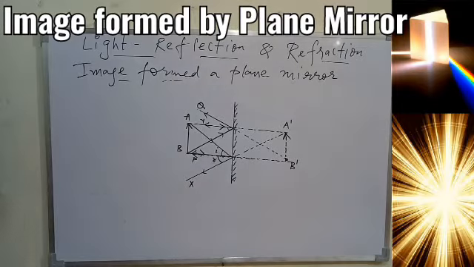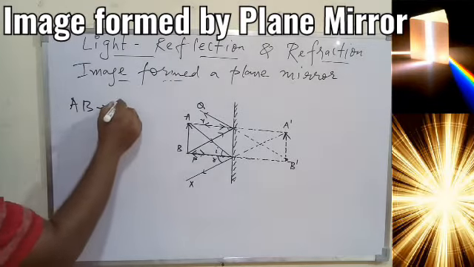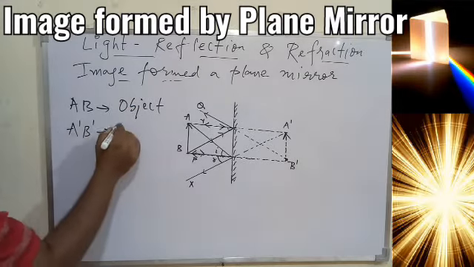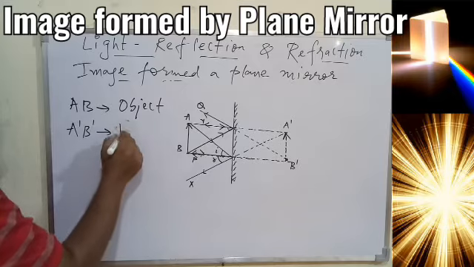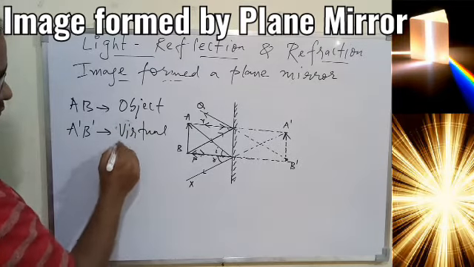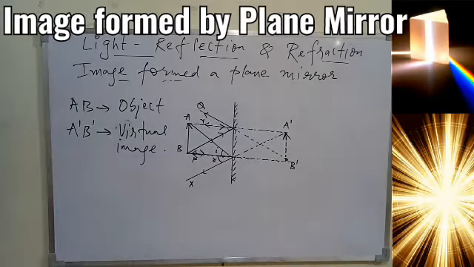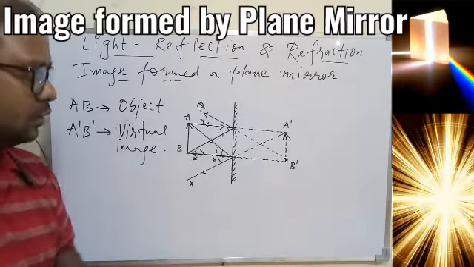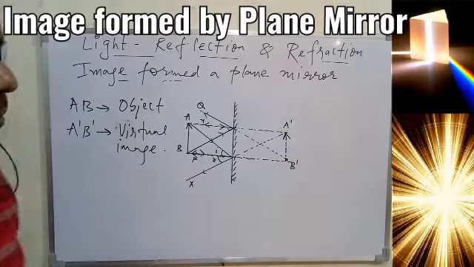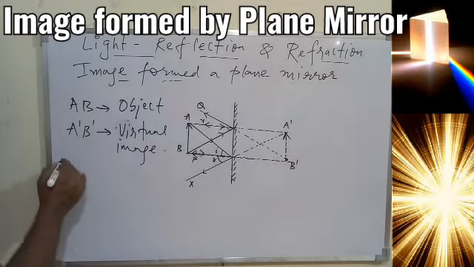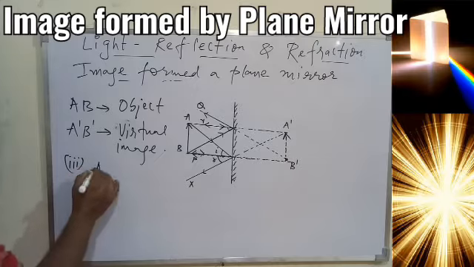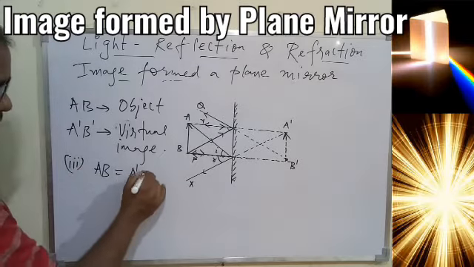So we can say in this case AB is your object, A prime B prime is your image, and that image is nothing but virtual. Okay, so if you now see the ray diagram properly, you will see AB and A prime B prime will be equal. So this is the third characteristic of the image, that is AB will be equal to A prime B prime.